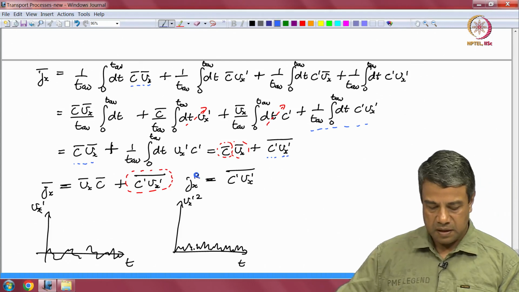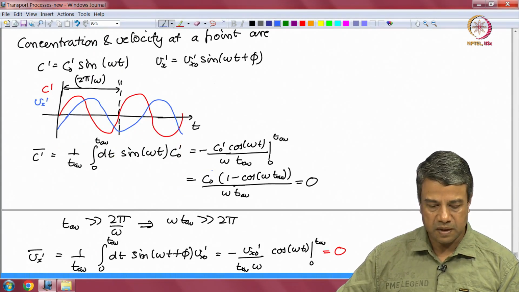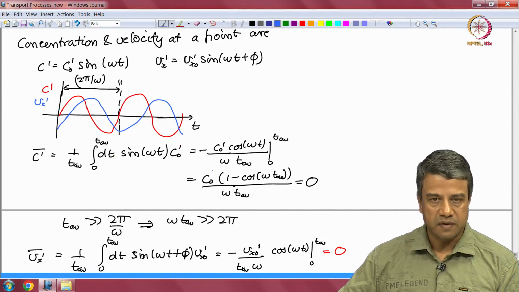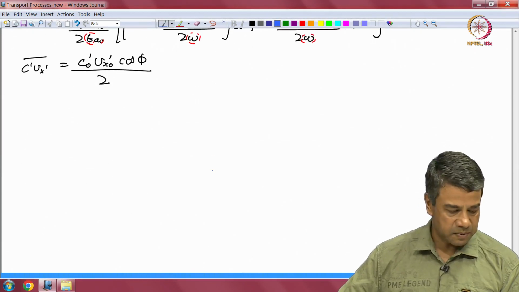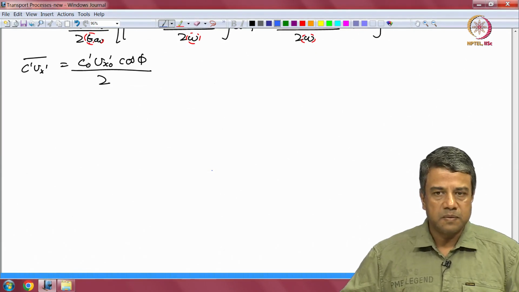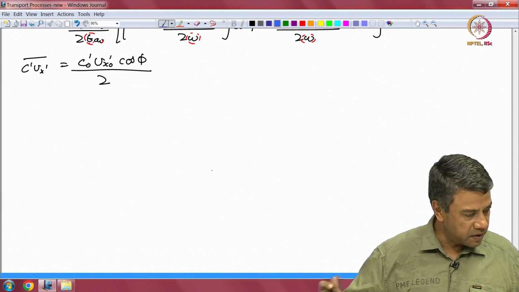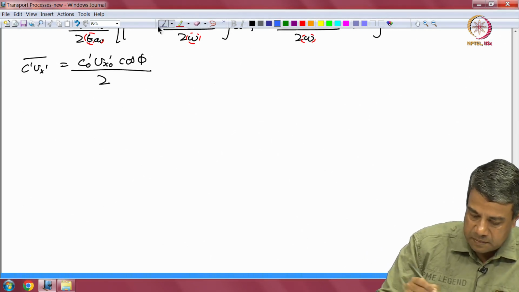And I showed you a simple example that for a product of two quantities which both have 0 averages, if you take the product of those two, the average in general is not 0. So, we saw an example of that. A similar decomposition can be made, for example, for the energy transfer, for heat transfer.